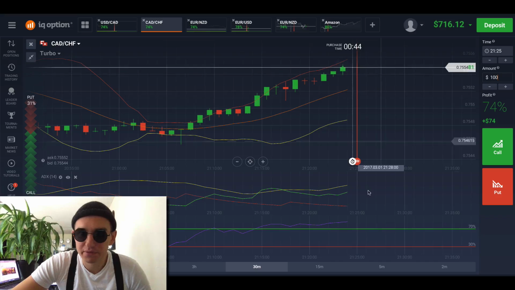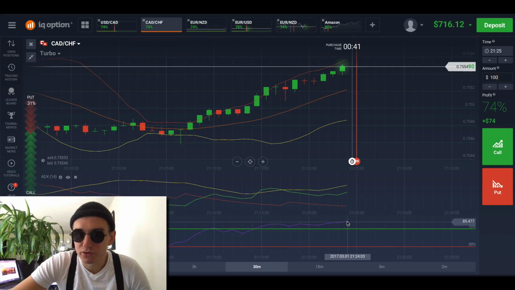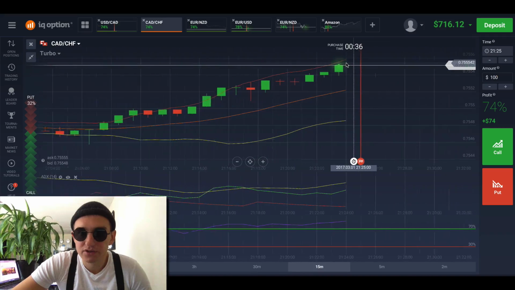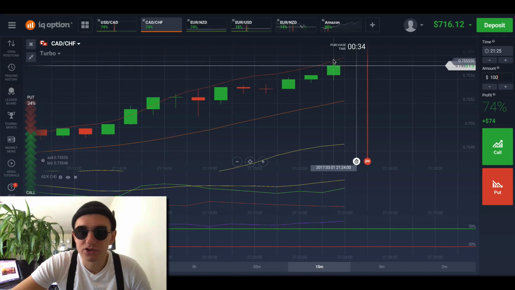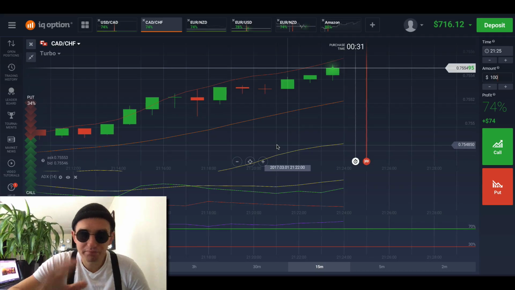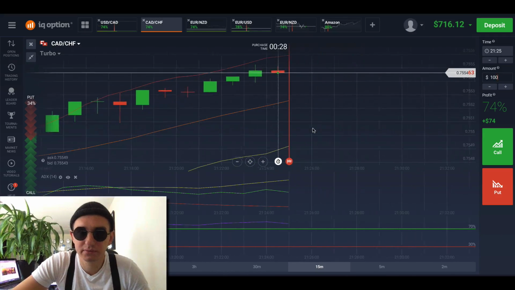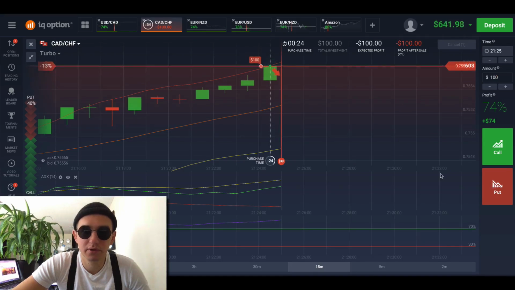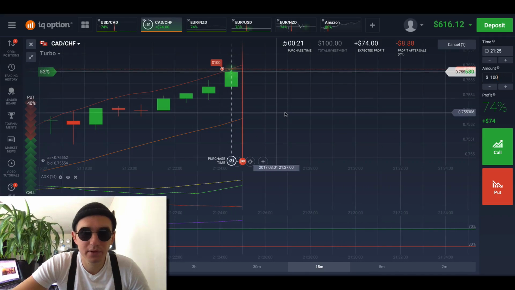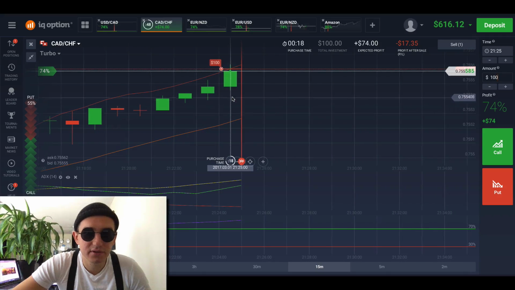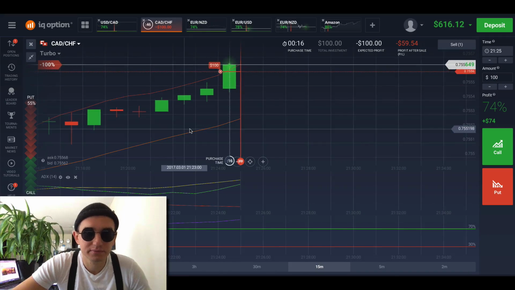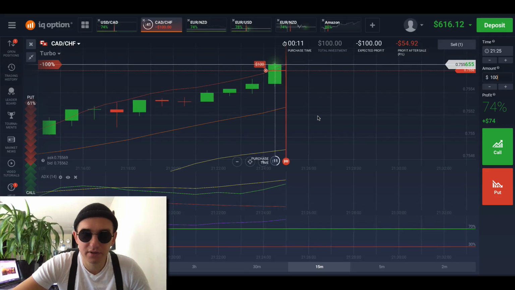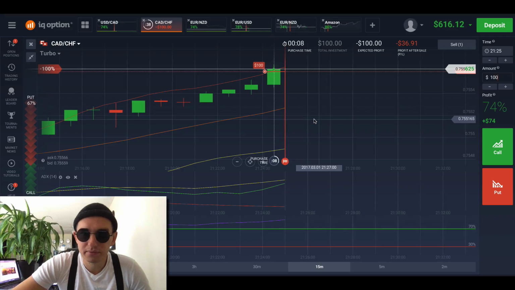I'm gonna wait a bit more. So RSI shows 85%. This is pretty high, and let's just wait until it touches the upper band and enter the market. Okay, another candle. Here we go. So there was a touch, and let's see how it's gonna behave in the next 45 seconds. So it continues to grow.